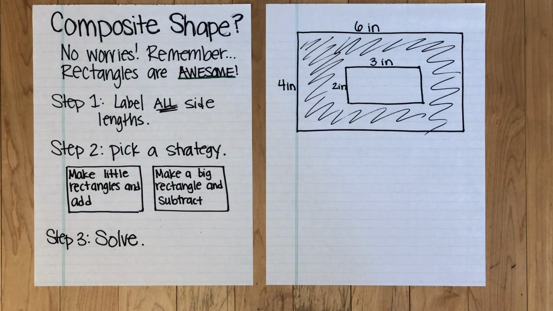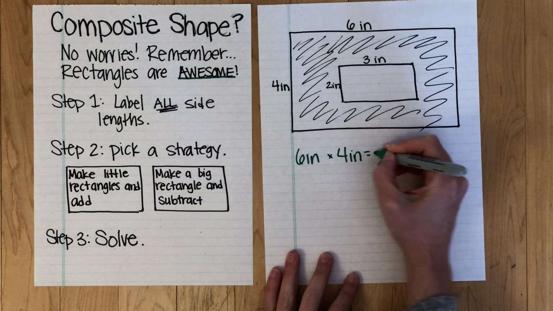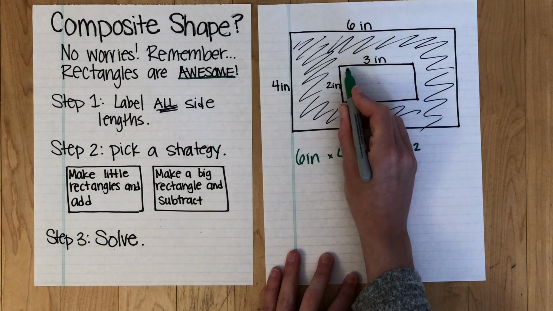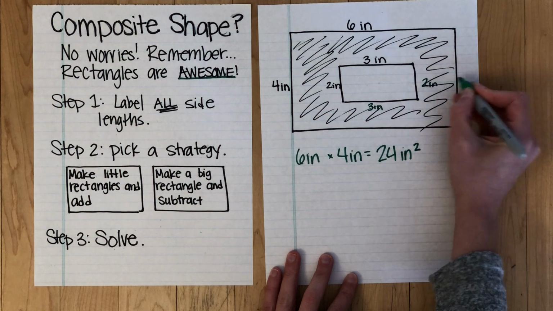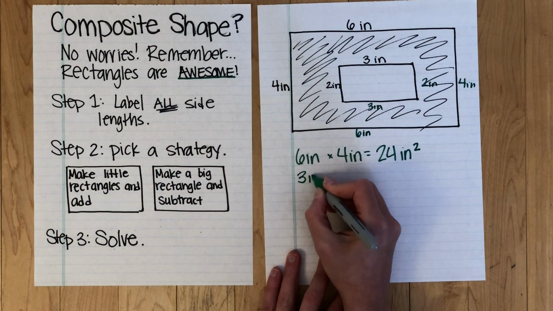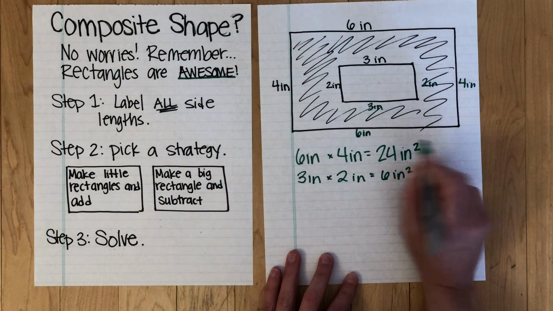I want you to pause the video, try to make a big rectangle and subtract the small rectangle from it, and let's see how you did. Welcome back, let's give it a try. Big rectangle, 6 inches times 4 inches equals 24 inches squared. Little rectangle, there's one side length, there's the other side length. Make sure I label all my side lengths, that's what I should have done first. Okay, 3 inches times 2 inches equals 6 inches squared.